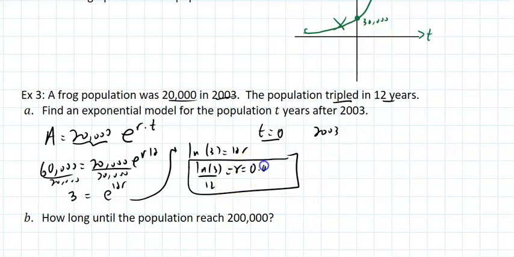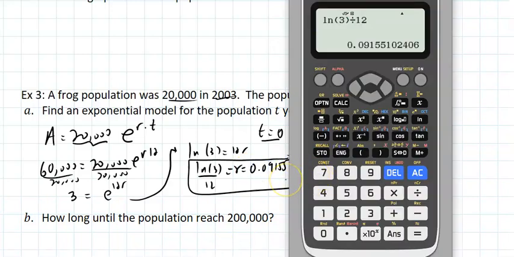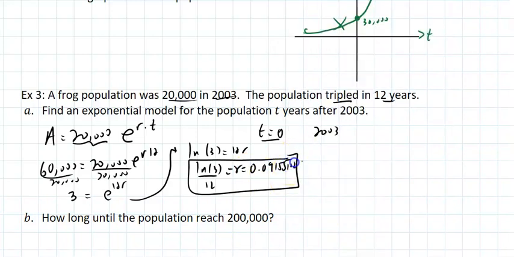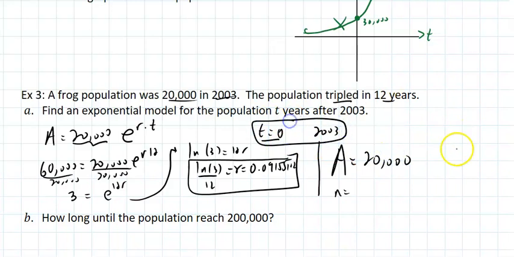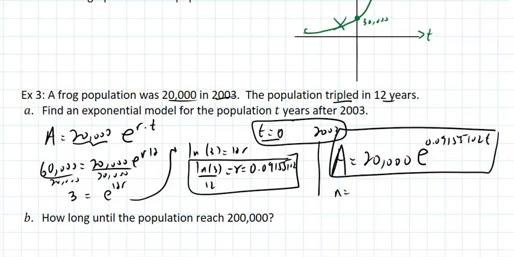0.09155102. Again, so now my equation reads A equal, or N equal, that's what they like, 20,000 was the initial population, assuming we're starting at 2003. e to the 0.09155102t. That is the formula.